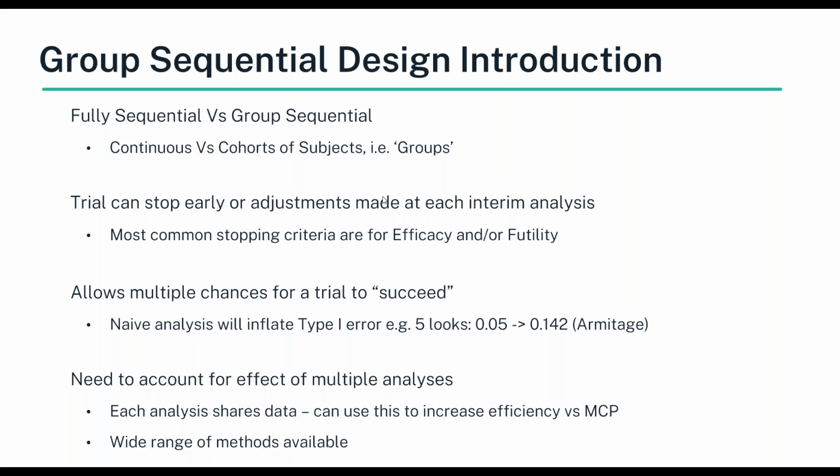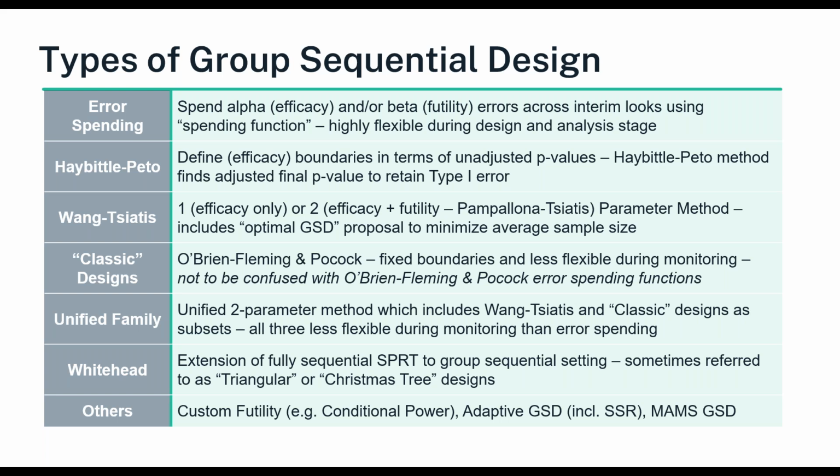But the main issue that occurs based on this kind of design is that due to the fact that you're taking multiple looks at your data, you will naturally inflate the type 1 error, and so you need some method to account for this. So to account for error inflation, there are multiple different methods available. I've just included some of the more common ones here in this table, but effectively the error spending method of Lan-DeMets is by far the most common.